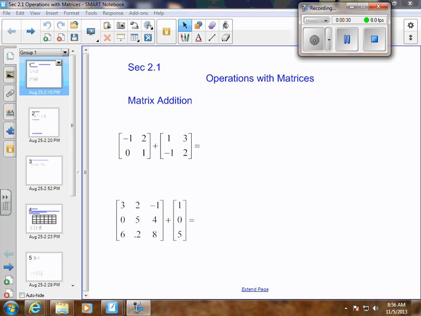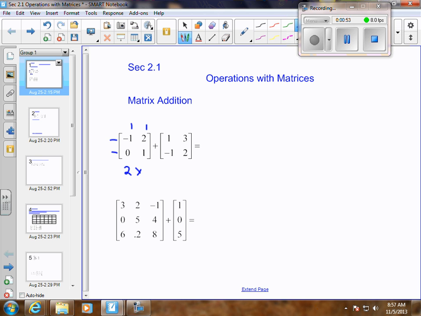To add or subtract matrices, the dimensions must be the same. In other words, the matrices must be configured the same way, 2 rows, 2 columns, or 3 rows, 3 columns. The dimensions are given rows first, so this one has 2 rows, and columns second, 2 columns. So each of these matrices has the same dimensions. If that's in place, then it's a matter of adding or subtracting corresponding elements. -1 plus 1, 2 plus 3, 0 plus -1, 1 plus 2.